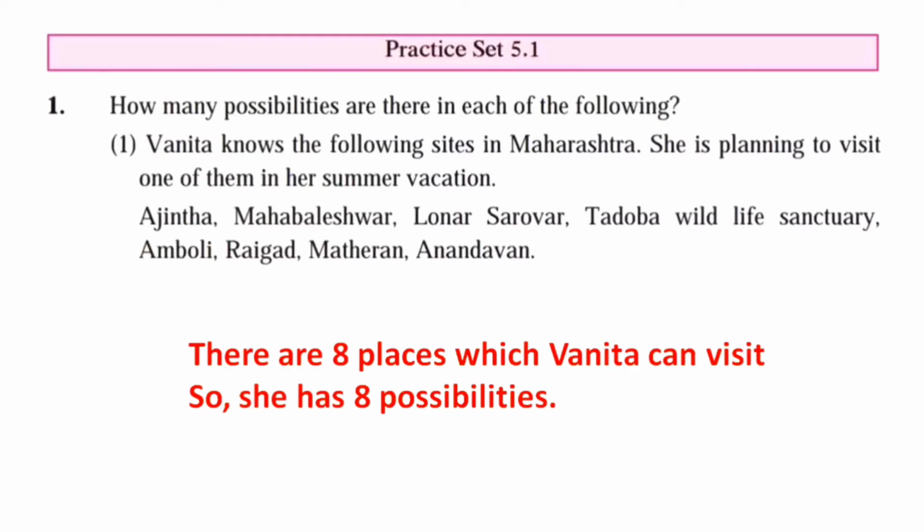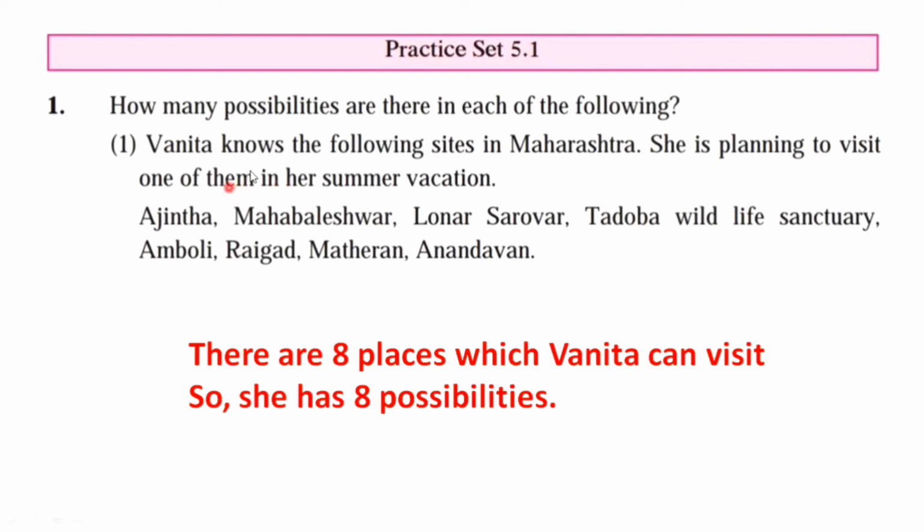Hello students, let us solve some examples from practice set 5.1 from the topic probability, standard 10th maths part 1. The first question is, how many possibilities are there in each of the following? The first of that is, Vanita knows the following sites in Maharashtra. She is planning to visit one of them in summer vacation. The sites are Ajanta, Mahabaleshwar, Lonar Sarovar, Tadoba Wildlife Sanctuary, Amboli, Raigad, Matheran, and Anandwan.